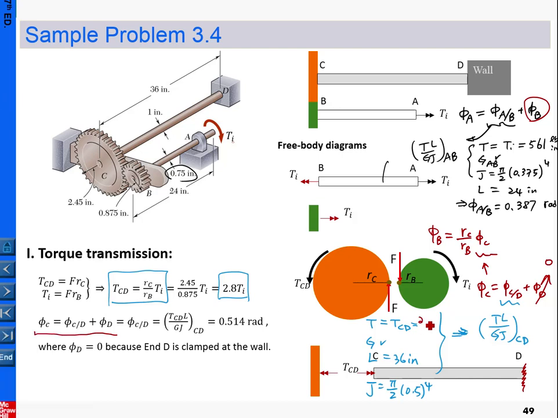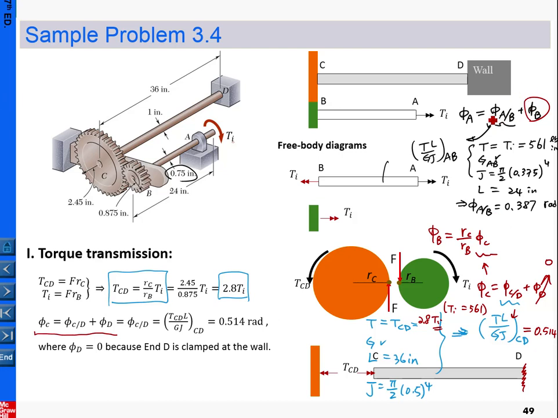So that is 2.8 Ti, with Ti we've calculated equal to 561. Okay, so take all the numbers here. You should be able to determine phi CD here. So phi CD basically equals 0.514.